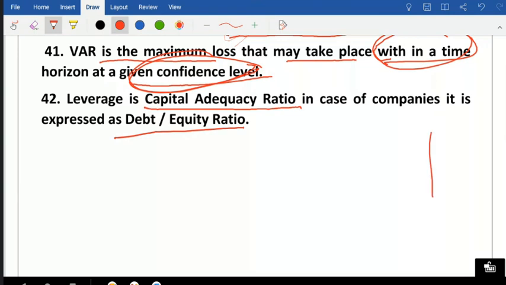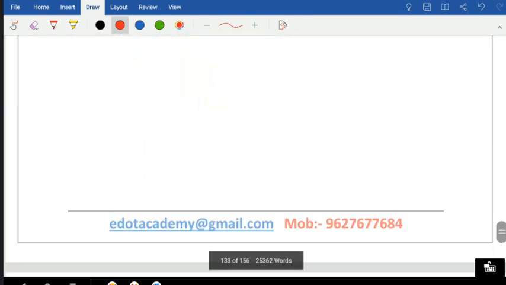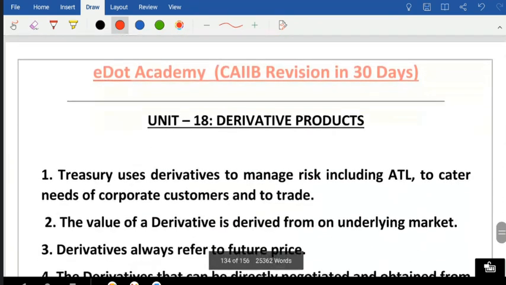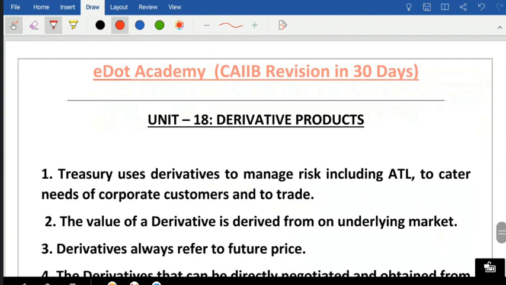So with this we'll move ahead and we are going to start our next chapter. This is called derivative products. This is unit number 20. Okay, now treasury uses derivatives to manage the risk, including ALM.